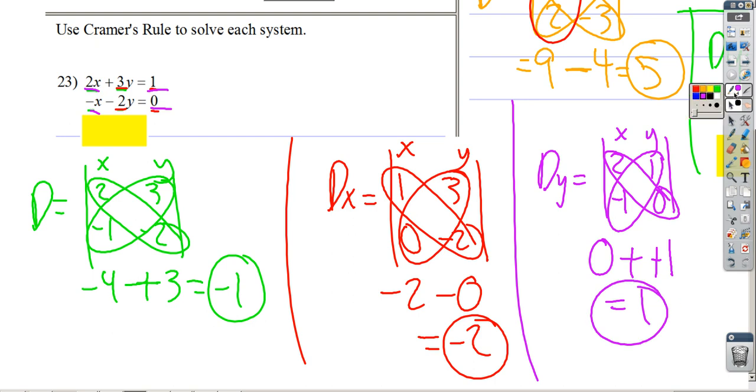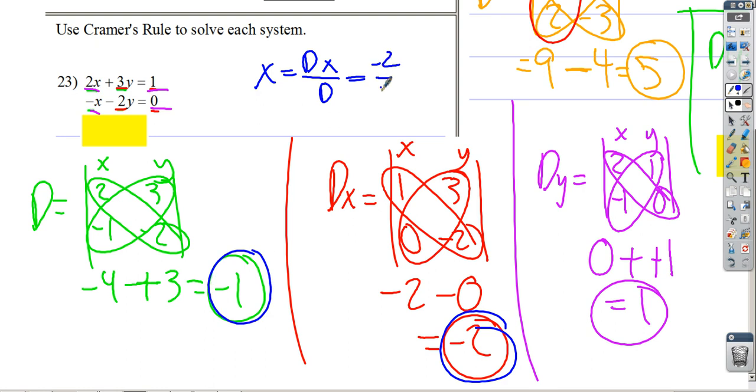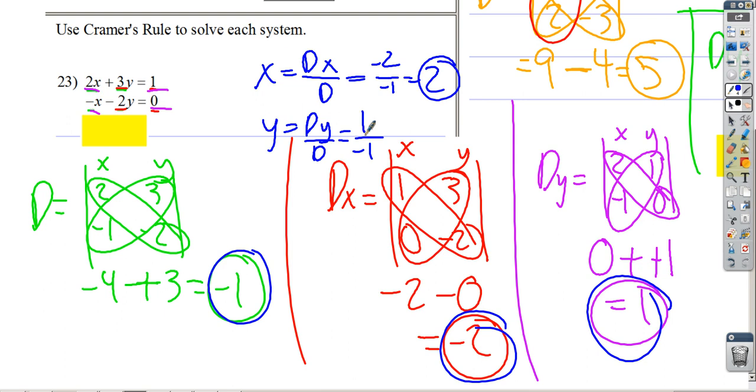So what's our final answer? Okay, our final answer is x equals the x determinant over the main one. The x determinant is negative 2, the main one is negative 1, and negative 2 divided by negative 1 equals positive 2. The y equals the y determinant over the main one, and the y determinant turned out to be 1, so 1 over negative 1 is negative 1. So our answer should be positive 2, negative 1, and it is.